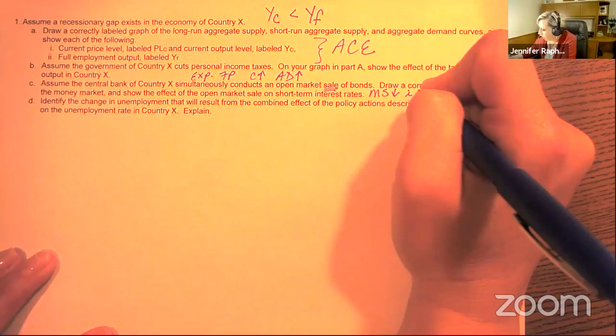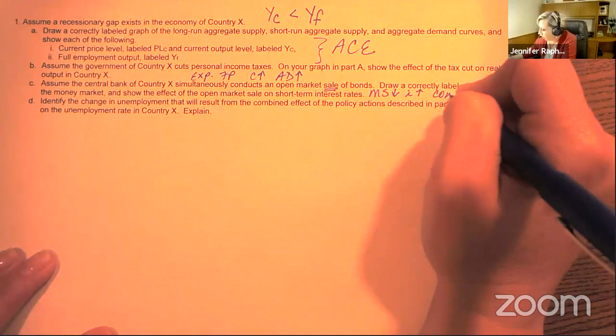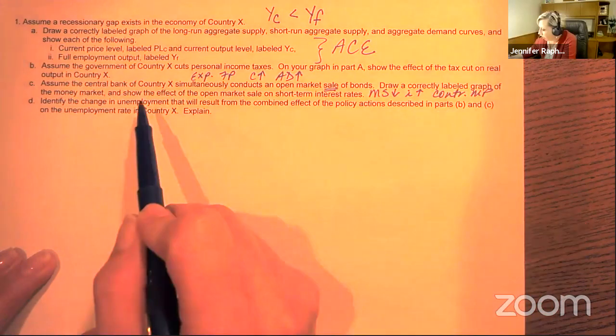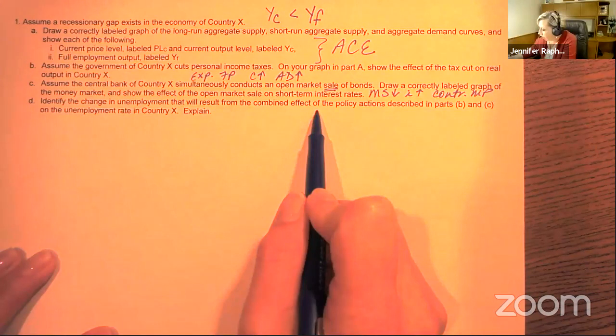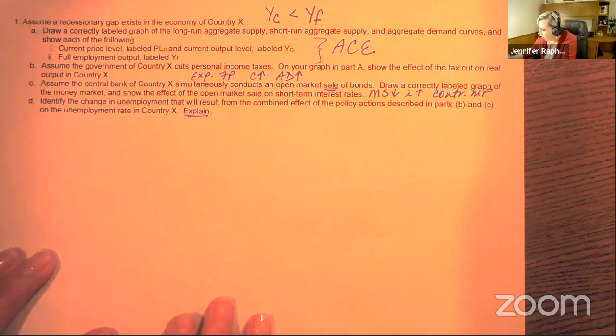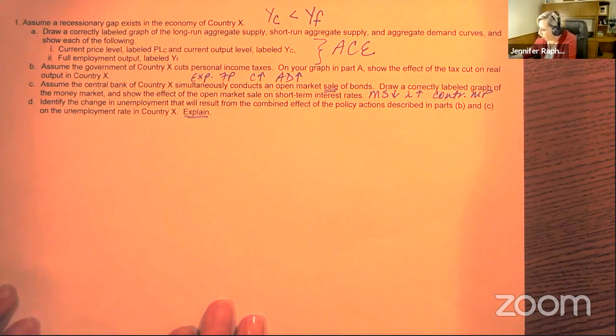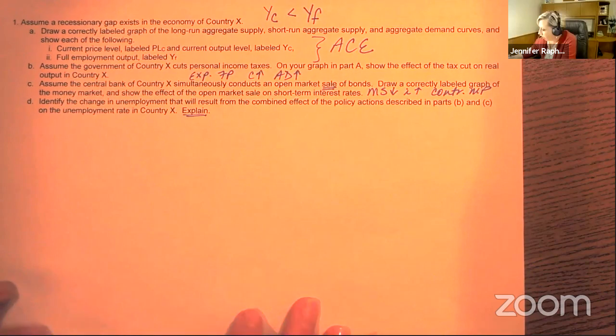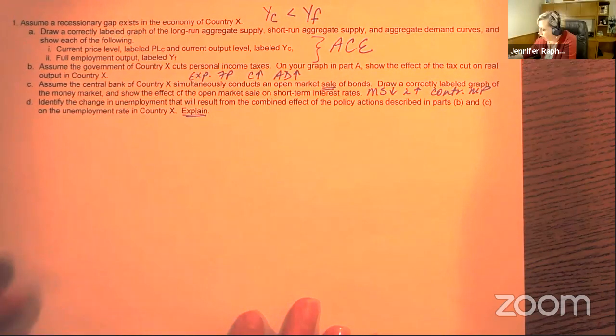And then finally, identify the change in unemployment that results from the combined effect of our expansionary fiscal and our contractionary monetary policy. And then we have to explain our answer. So that pre-reading took just a couple of minutes. You've got plenty of time on the exam to read it, map it out, and then set to answer your question. So part A asks us to draw a correctly labeled graph.